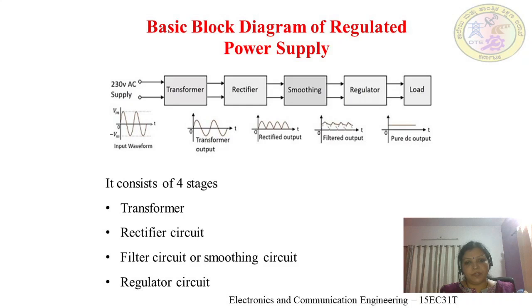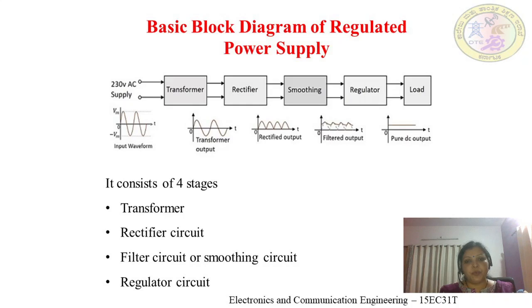The transformer steps down the AC input to the desired level to be delivered to the load. The transformer output is again sinusoidal in nature like the AC input, which is to be converted to DC by the main device called a rectifier. The circuit is called a DC regulated power supply because the rectifier's primary function is to convert AC to DC.